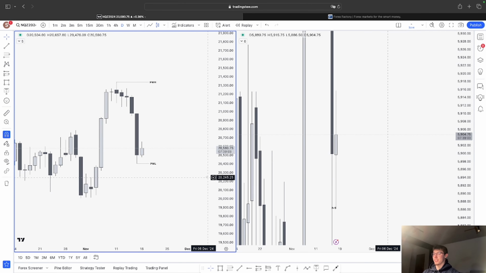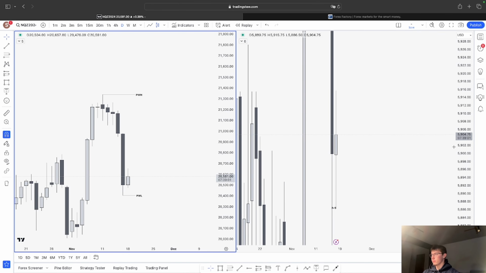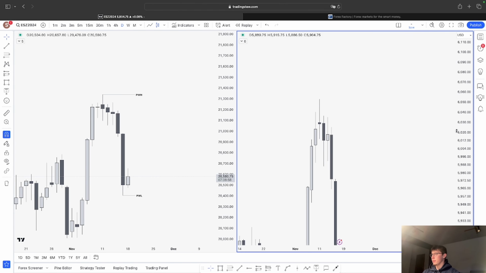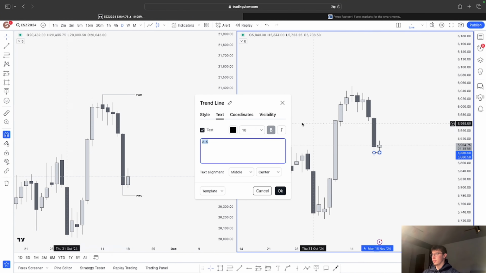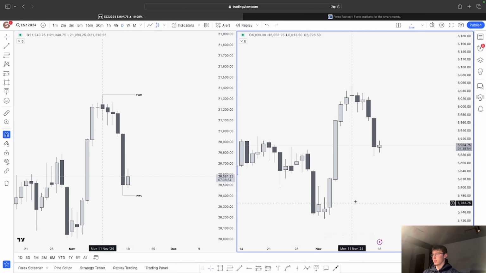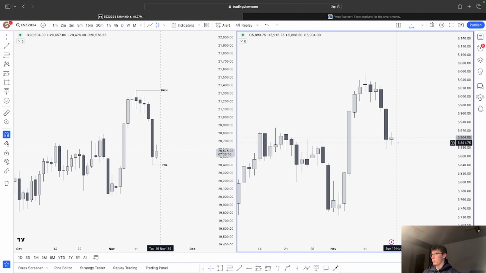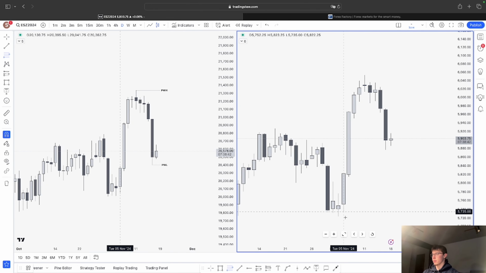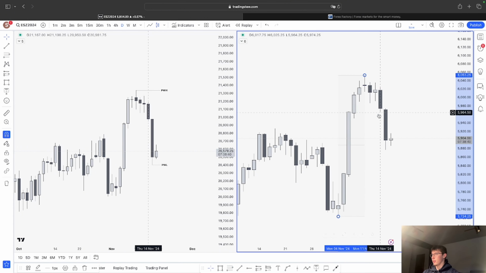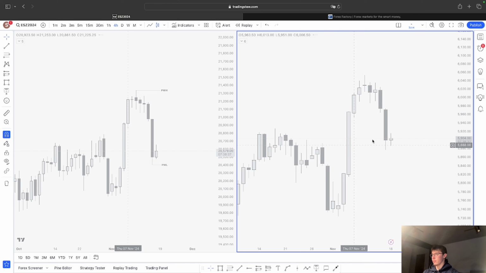We'll do the bias. Okay, so let's do the bias. On daily, last week on Friday we dropped lower. Right now we are in this order block on ES. Perfectly respecting equilibrium.